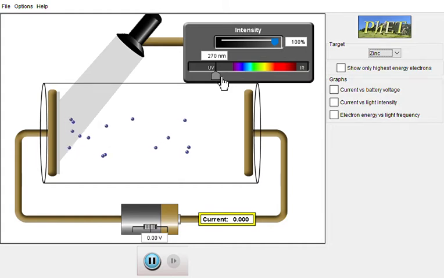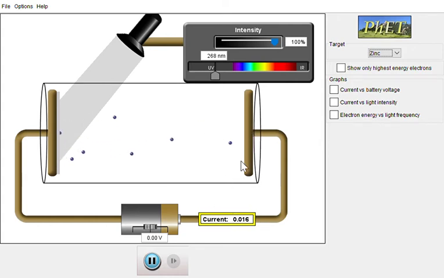So I've brought it down to a wavelength of about 270 nanometers, something like that, firmly in the ultraviolet range. And now you can see the electrons are being emitted, and some are being emitted faster than others, and they're traveling across this empty space. This is a vacuum in here, and they're reaching the other side. And because the electrons are traveling from left to right, we're getting a current.